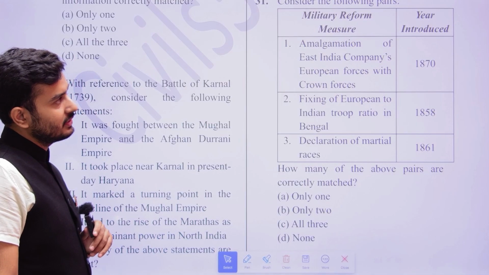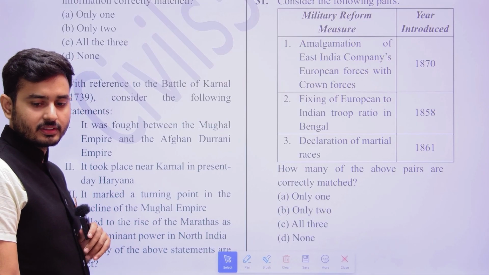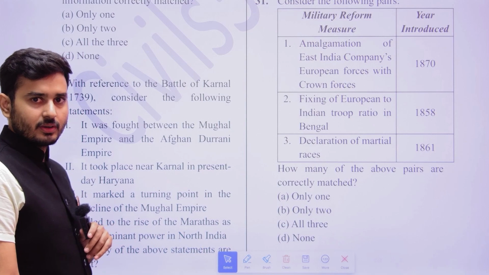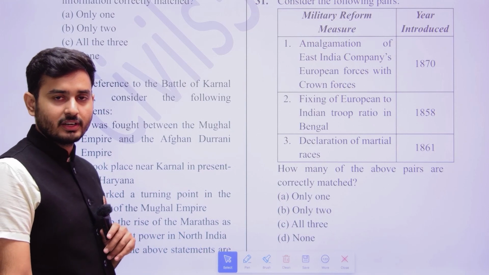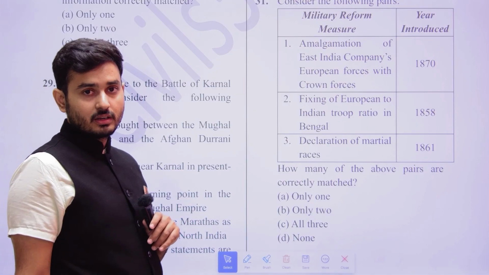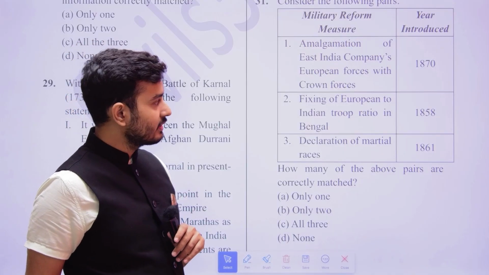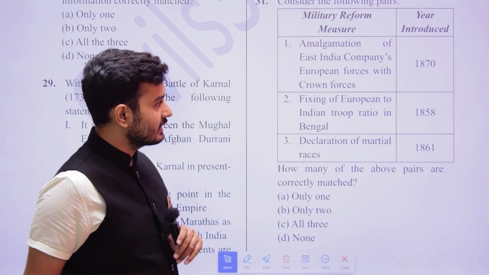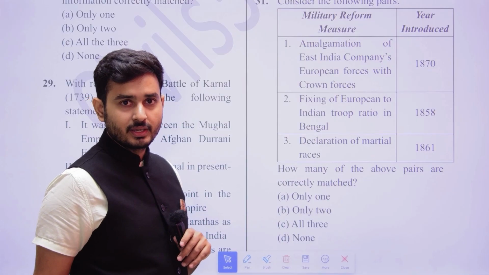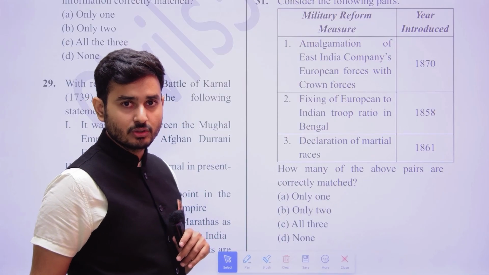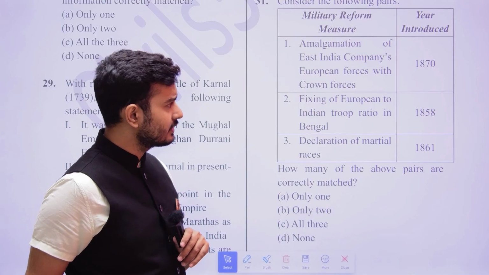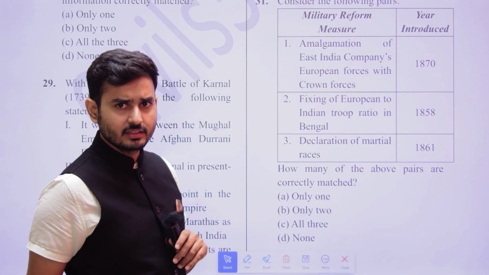Now, as you can see, all of these three options are generally considered to be post 1857 revolt. That means they might be an impact of the 1857 revolt. What was the aftermath of the 1857 revolt? Since 1858, you are very well aware that there was a reorganization of the Indian military, wherein the troops were reorganized in the ratio of 1:2 in Bengal, where the rebellion and the revolt were there. So that was in 1858.